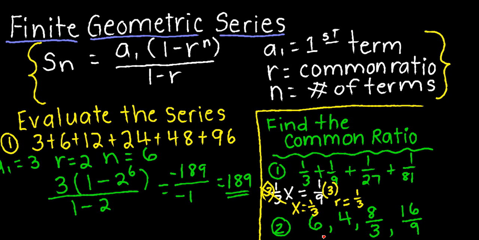Hopefully the next one will be just as easy. 6 times x equals 4. So what I would need to do is divide both sides by 6. I'm kind of running out of room here, so I'll just stick it down there. 6 over 6 is going to cancel out. x equals 4 over 6, or 2/3. So 2/3 would be the common ratio for example number 2. There you have it.